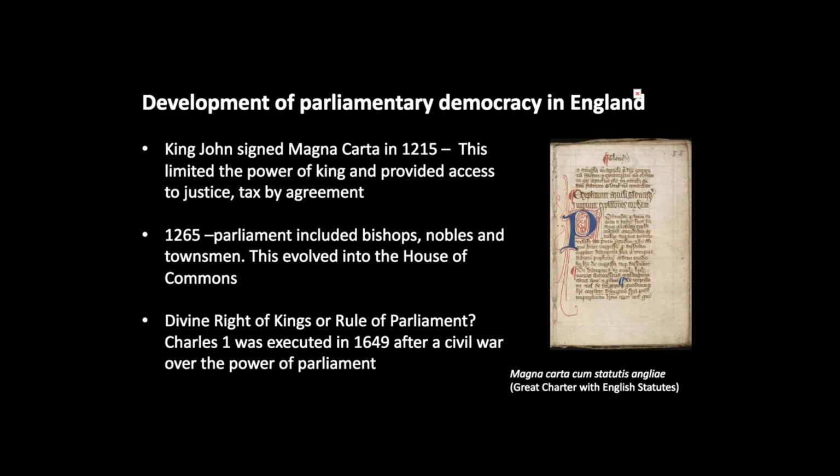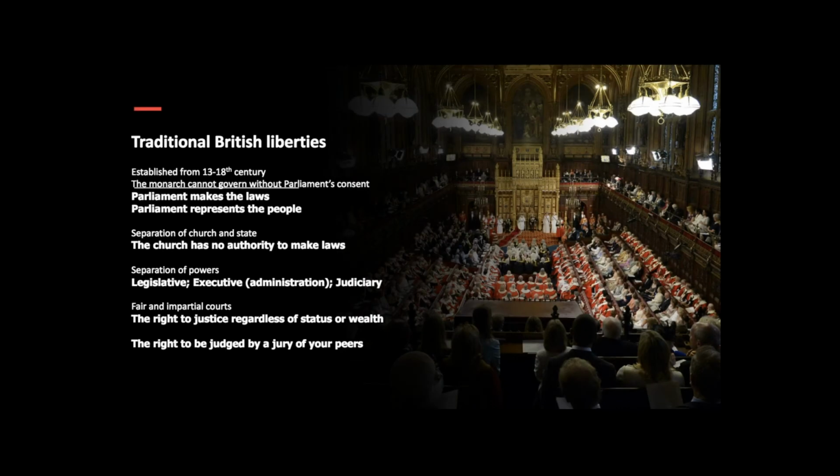The authority of the king was further constrained when a parliament was called to advise the king. This council of advice evolved into the House of Commons. From these conflicts emerged traditional English civil rights, which are the key principles of Australia's British institutional framework. The monarch cannot govern without Parliament's consent. Parliaments make laws and Parliament represents the people. Also, the absolute separation of church and civil government following the Reformation in the 16th century.